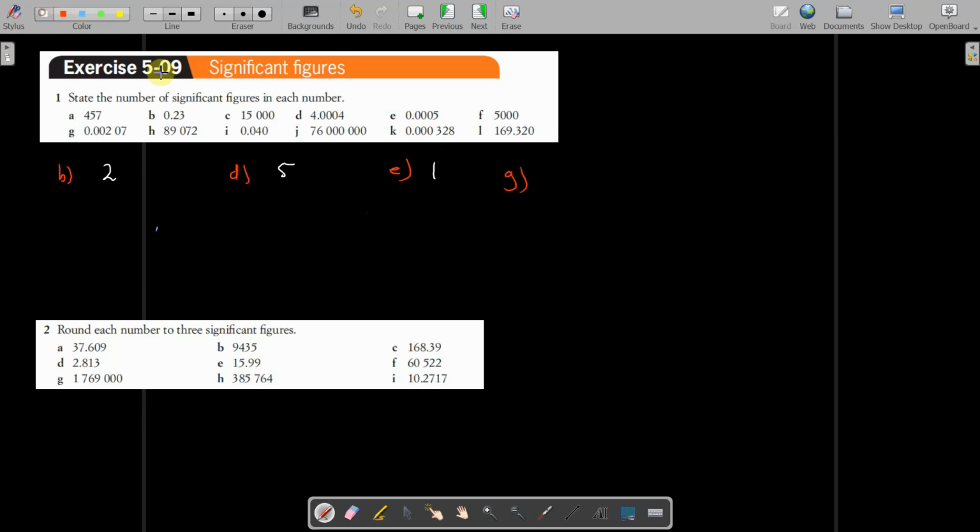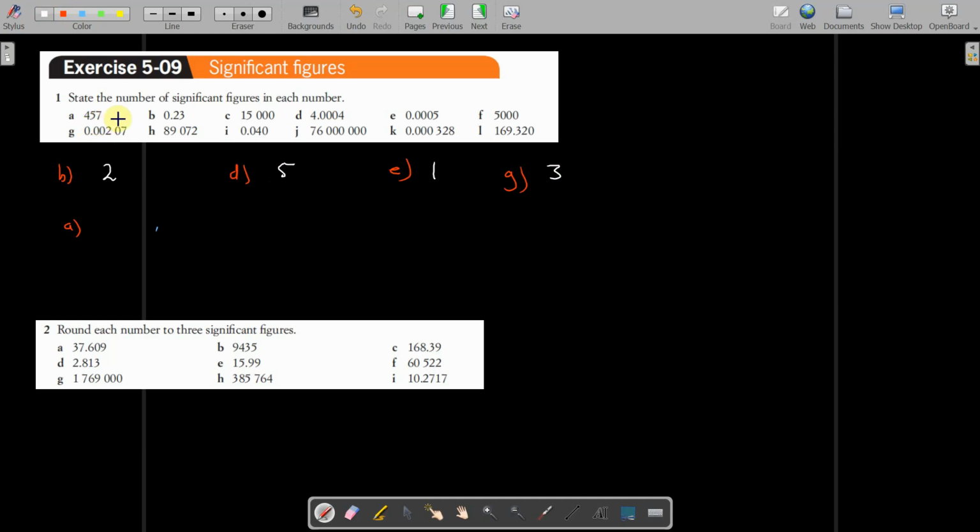non-decimal numbers. We've got zeros at the beginning, don't count. But we do count the 2 and that one in the middle, the 0 and the 7. All three of them. 1, 2, 3. Don't count the 3 at the start. 3 significant figures. Okay, let's do a couple of these without decimals. Part A.